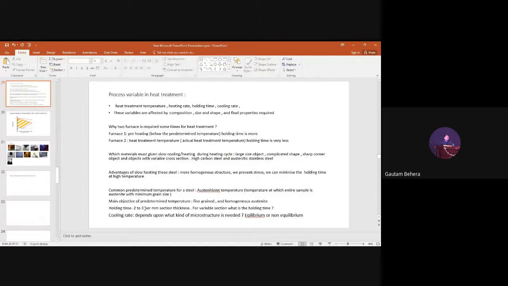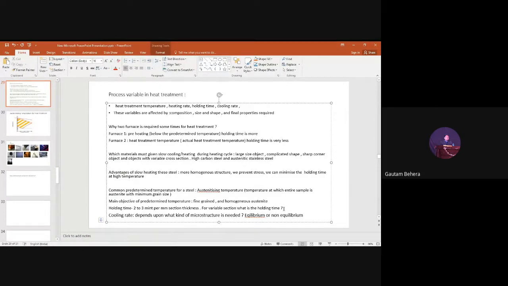Then holding time, you have to remember the holding time. As somebody told, in industry we give holding time of 1 hour, plus minus 10 minutes, for 1 inch thickness of the material, or you can say 2 to 3 minutes per mm section thickness. So if you have a cross-sectional thickness of 1 mm, you have to keep it for 3 minutes. Holding time is 3 minutes, right?